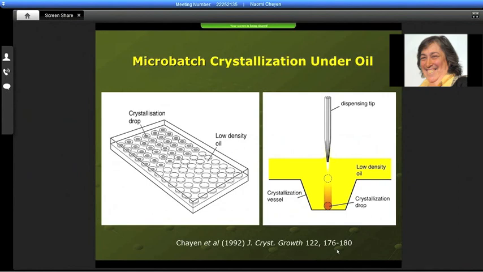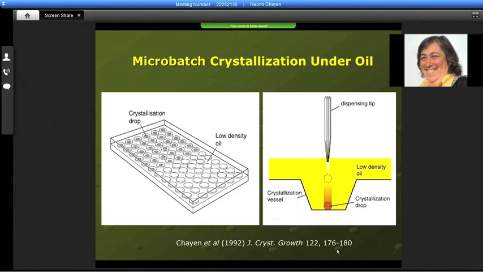So for those of you who are not familiar with microbatch, it is a method where you set up trials under a layer of oil, a low density oil. And the first oil was paraffin oil, which has a density of about 0.8 as opposed to a density of 1 of a crystallization drop. And on your right, you see the mechanism of dispensing a drop under oil. You take the dispensing tip. You can do it both manually and robotic. Now, all robots do microbatch as well as vapor diffusion. The original one was the Impex robot, which was designed here at Imperial with Douglas.